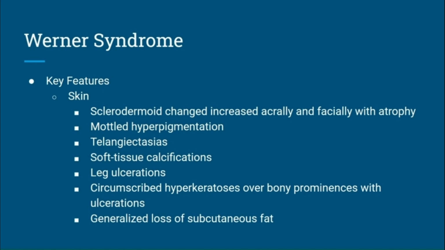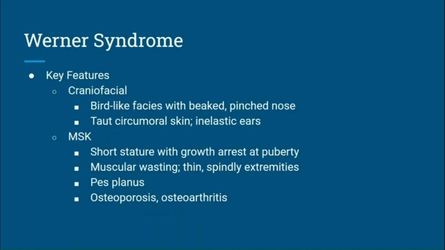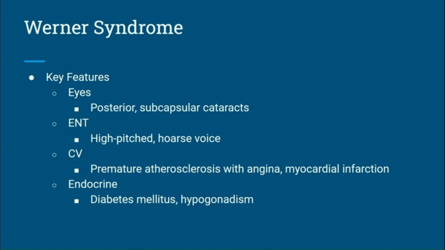Circumscribed hyperkeratosis, especially over bony prominences, and loss of sub-Q fat. You might notice that they have bird-like faces in this one, just like the last, as well as taut circumoral skin and inelastic ears. You'll have ultimately short stature, muscular wasting, pes planus, osteoporosis, osteoarthritis. You could see a posterior subscapular cataract.